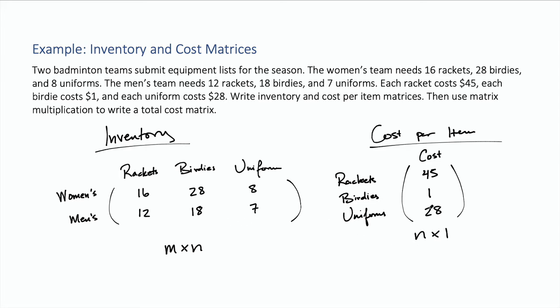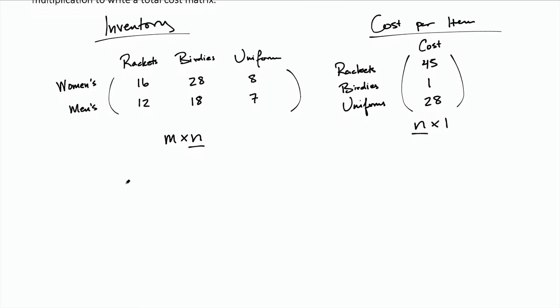But now we can multiply the inventory and cost per item, and because these match, when we multiply them, they'll cancel. We'll essentially get rid of those, and we'll end up with an m by 1. In other words, men's by cost. Okay, and so we're going to end up with women's and men's, and then cost.